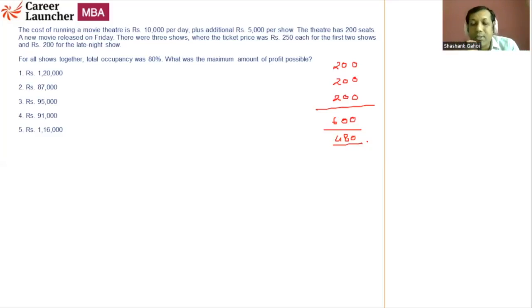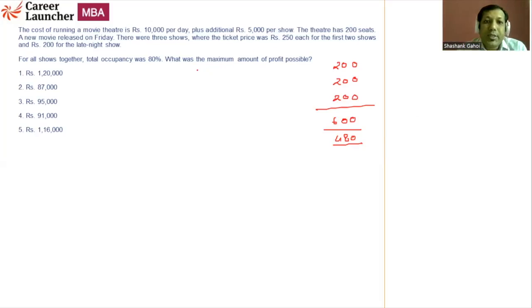But the question is not talking about the bifurcation of it. The question is saying that in the morning show the price is 250, in the afternoon show it is 250, and the late night show it's 200. Okay, so I don't know how many tickets are of 250, how many tickets are of 200.